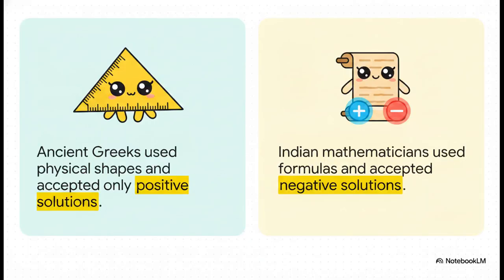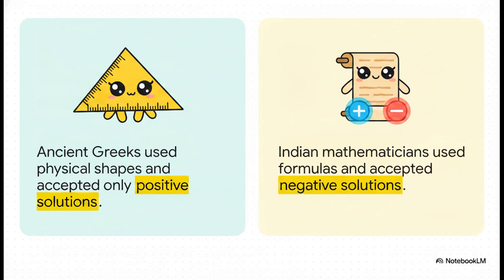The contrast between ancient cultures here is just fascinating. While the Greeks were restricted by drawing physical, geometric shapes for positive answers, Indian mathematicians like Brahmagupta took a massive paradigm leap forward. They started using abstract symbols and, crucially, actually accepted negative numbers as valid solutions. Why? Well, because their mathematics was deeply tied to concepts of financial debt. That allowed them to conceptualize negative values in a way that physical geometry just couldn't do.